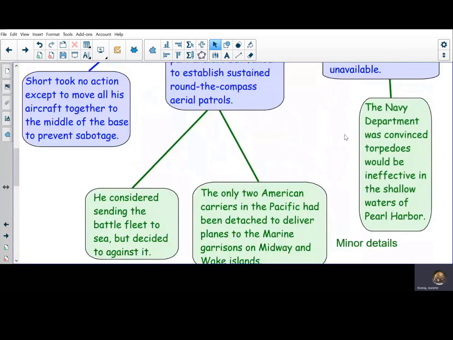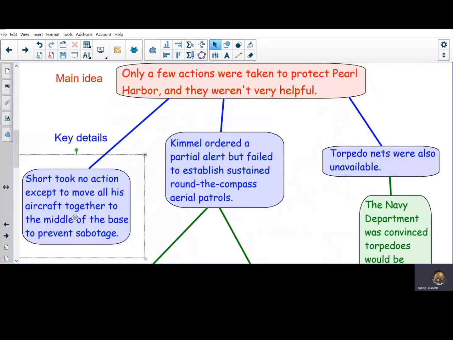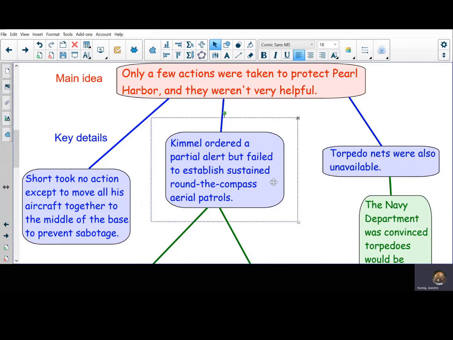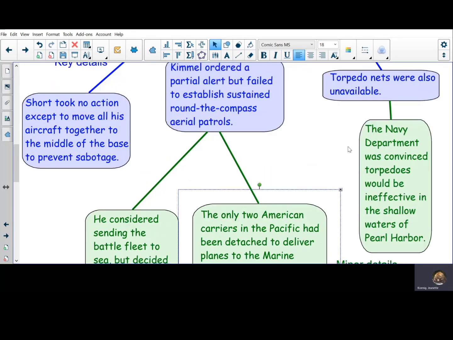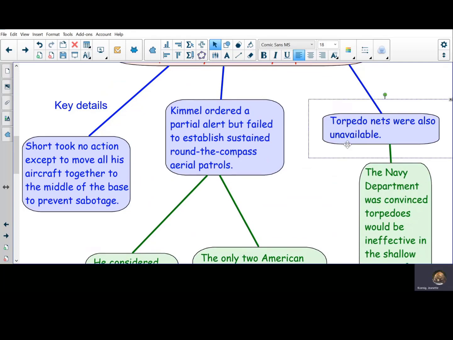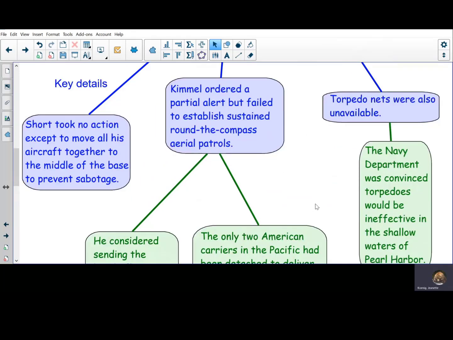All right, so let's wrap this up. We have what Short didn't do or did do. We have what Kimmel did, partial alert but nothing really big, and there are a couple of other things he also thought about doing but didn't really do. I would consider those things minor details that give a little extra filling for the key details. And then we finally have the torpedo nets were not there to help out, and why.